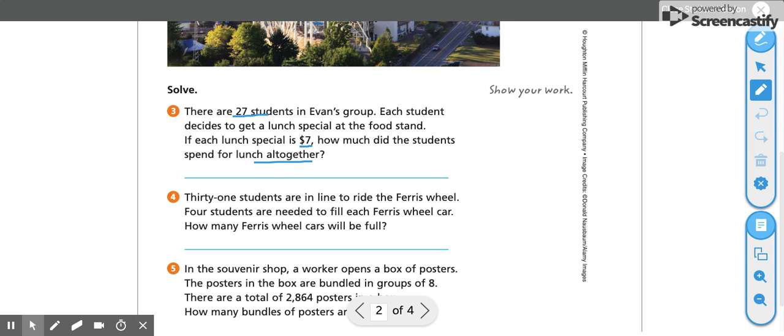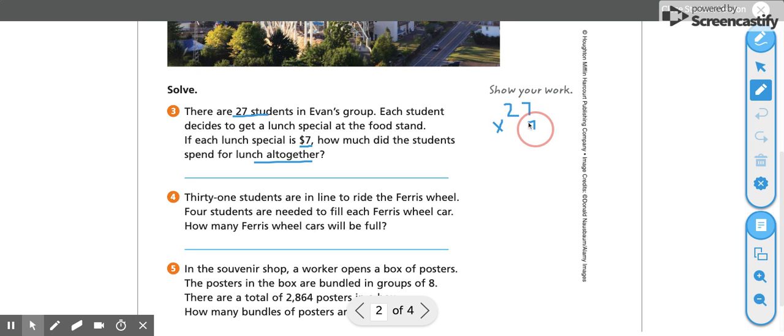So this one, I have to think about it. It isn't a division problem. They're each spending that amount of money, and that keyword "each" helps me know that this is a multiplication problem, not division. So I'm going to say 27 times 7.